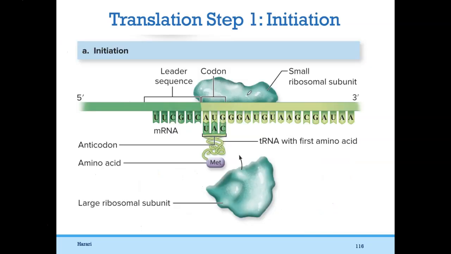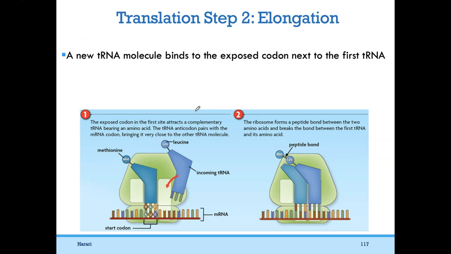This is another way to see it. This is the 5' to 3' sequence of mRNA. The first AUG will be recognized by this tRNA carrying methionine, and then this large ribosomal subunit will attach to it, and this is the initiation complex. So now we're ready for the next step, which is called elongation.